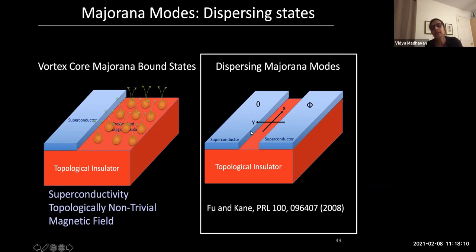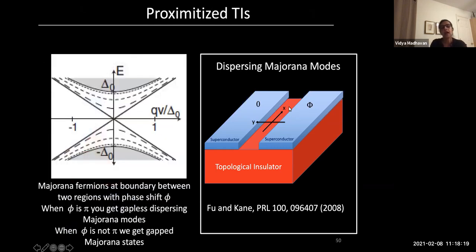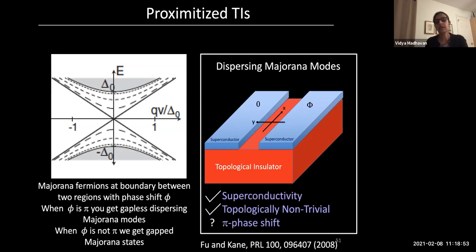What we wanted to do was to see if we could detect these kind of propagating Majorana modes along boundaries in this material. So let me just remind you what Fu and Kane predicted: if you have two areas of superconductivity with some kind of a phase shift between them, pi is ideal because that gives you these two branches of Majorana fermions. Look, these are actually dispersing or propagating Majorana modes. But even if you had some random phase shift, you would still get Majorana bound states, propagating Majorana states inside the superconducting gap. So we decided to look for this.